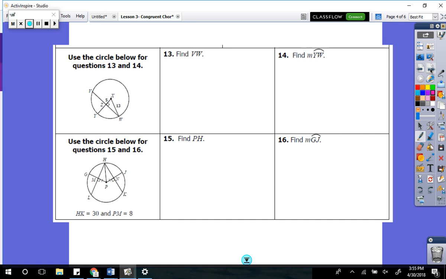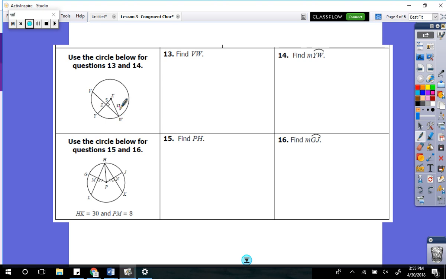Now we're going to go ahead and look. It says use the circle below for questions 13 and 14. So on this one, we're going to use this circle for both of these problems. We are going to bring back little SOHCAHTOA. Do not panic. We are going to use a little bit of Pythagorean theorem. It says find VW. So we're looking for this whole side right here.